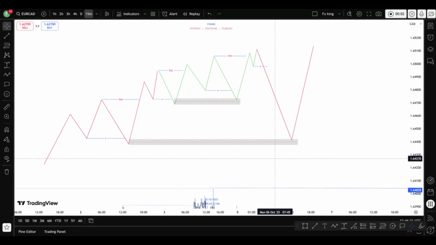So in this video, we are going to be looking at market structure. We are going to be looking at how you can avoid certain types of traps while trading the market with a simple market structure technique, right? I'm going to be showing you the technique and how you can use it to your advantage and how to avoid traps such as this.